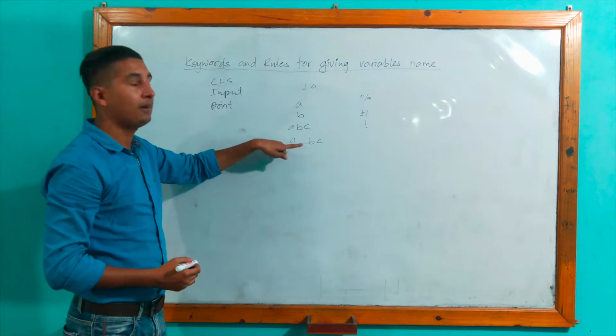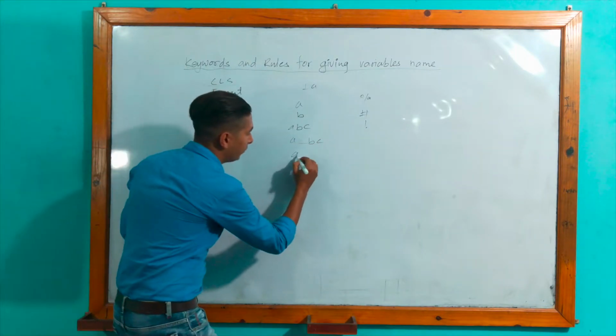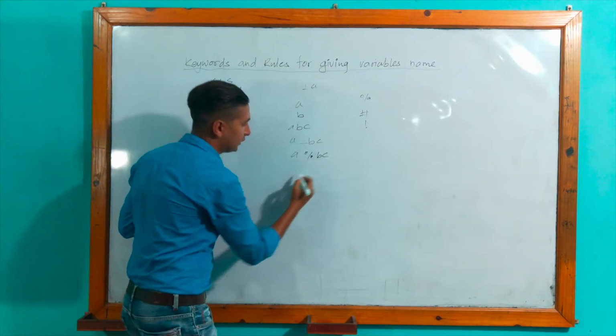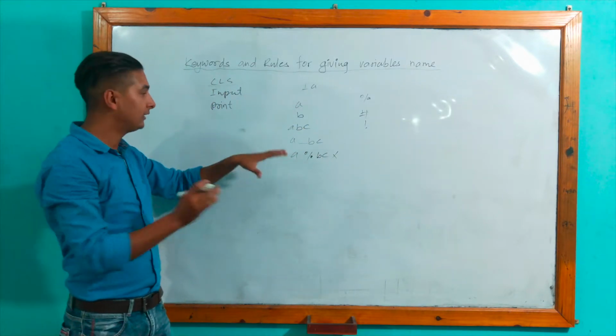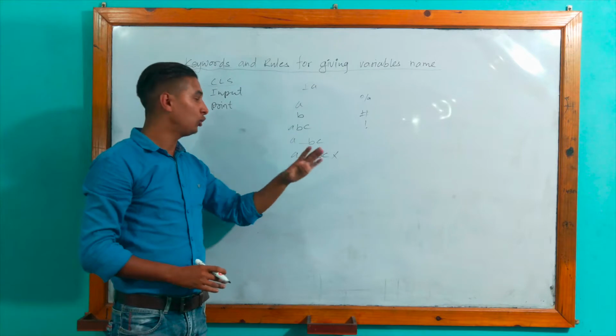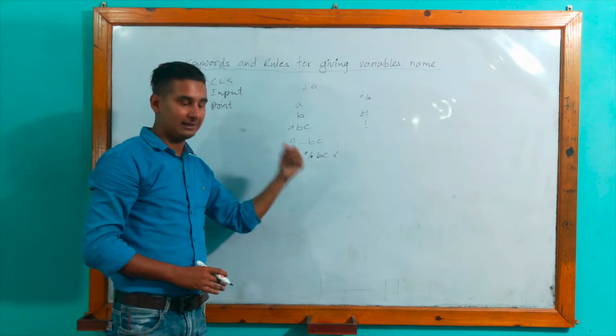Then this will be a valid variable, or if you use A%BC then this will be an invalid variable because this is a special character. This defines the types of variable, so you cannot use symbols like this.